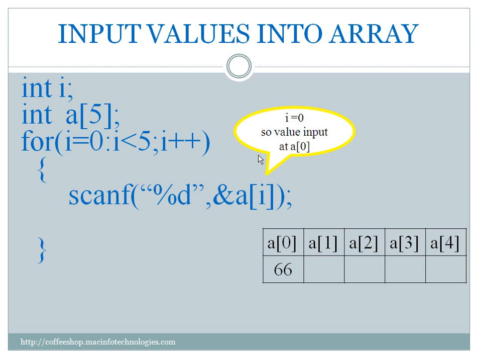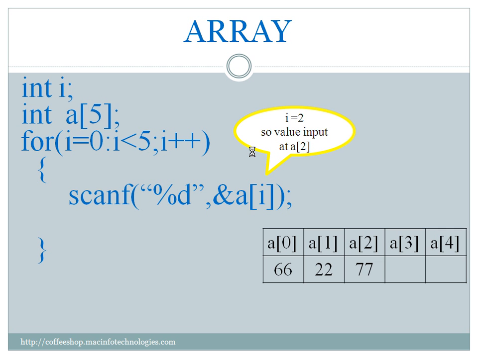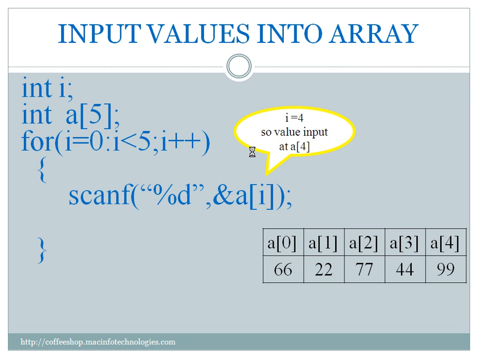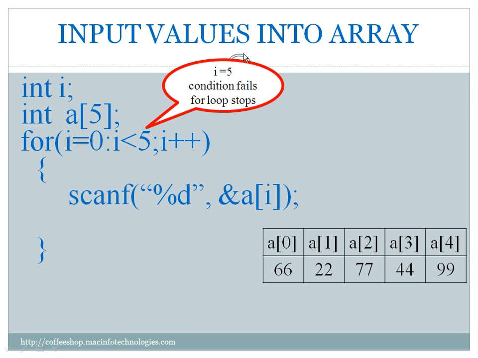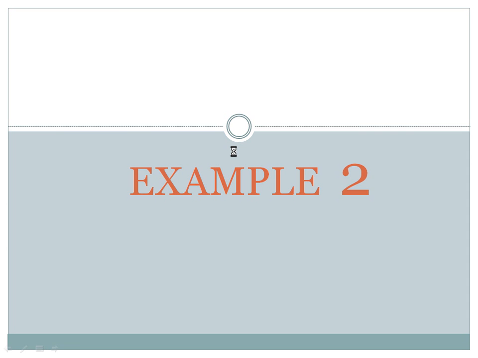So I is equal to 0. We'll see how it exactly happens here. I is equal to 0. So the value is input at a of 0 first. Next I is equal to 1. So a of I. Next I is equal to 2. A of 2 we take input as 77. For example, assume that the user will enter 77. Next we enter 44. It goes to a of 3. Next we enter 99. It goes to a of 4. When I is equal to 5, the condition fails and the loop stops. So this way we can enter values into an array.